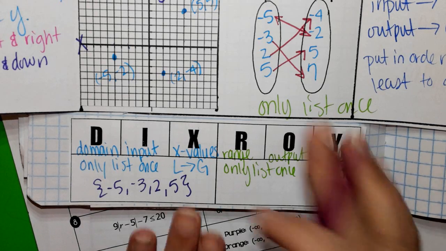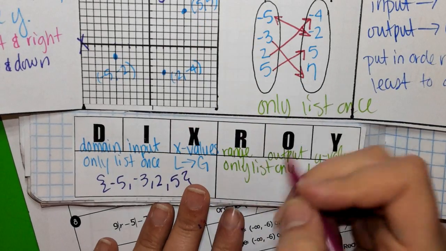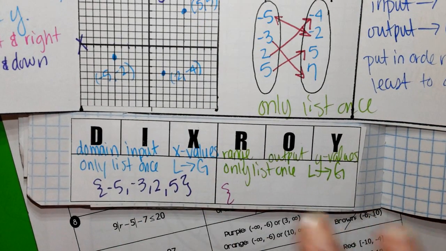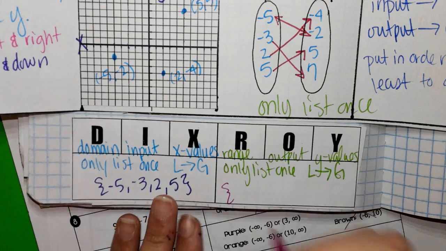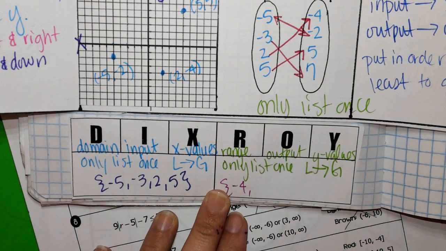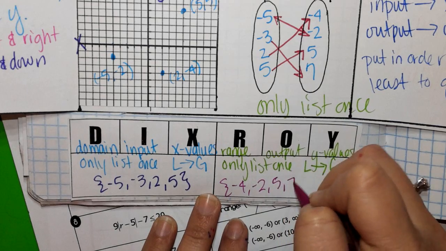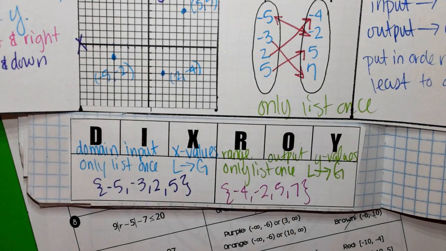All right, so tell me what the range is for this relation, the one that we've been working with. What's the range? What are the y values? What's the output? -4, good. And then -2, and then 5 and 7. Awesome.